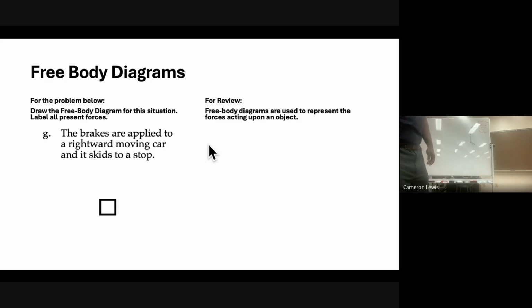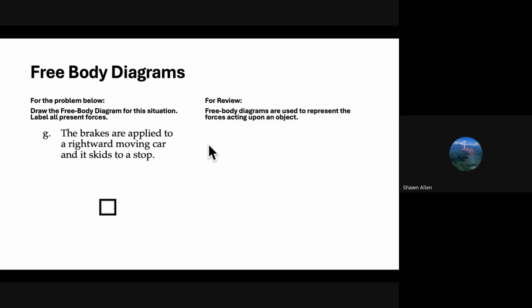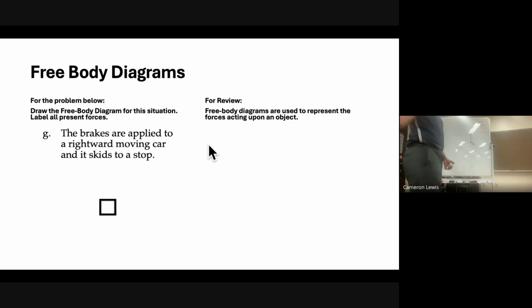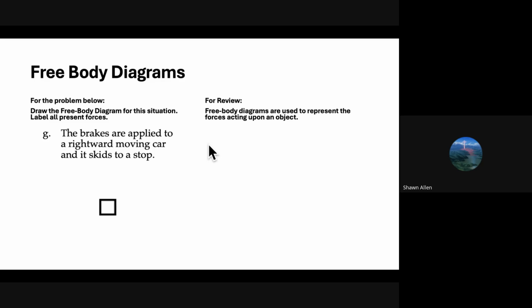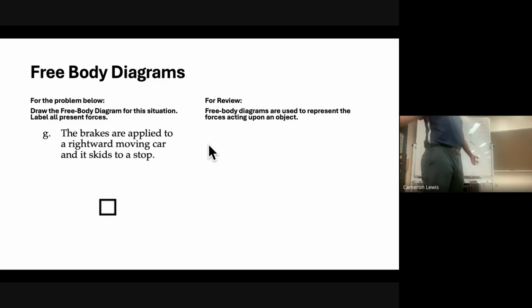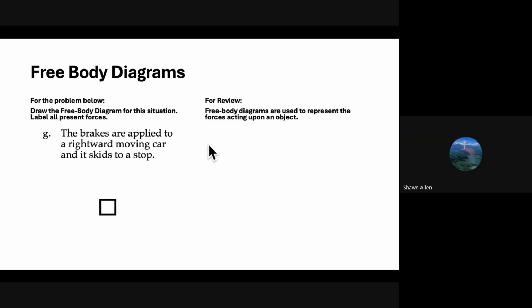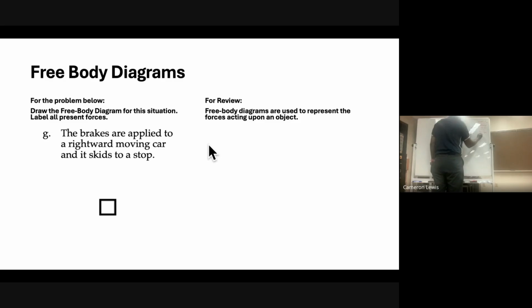Now, let's think about it again. We support on the surface, so we're balanced, let's say in the Y. But it says the brakes are applied to a right moving car. Brakes cause what? Deceleration. A deceleration, which is a what? It's a type of acceleration. Okay, so therefore, because acceleration is present, the sum of the forces is equal to what?